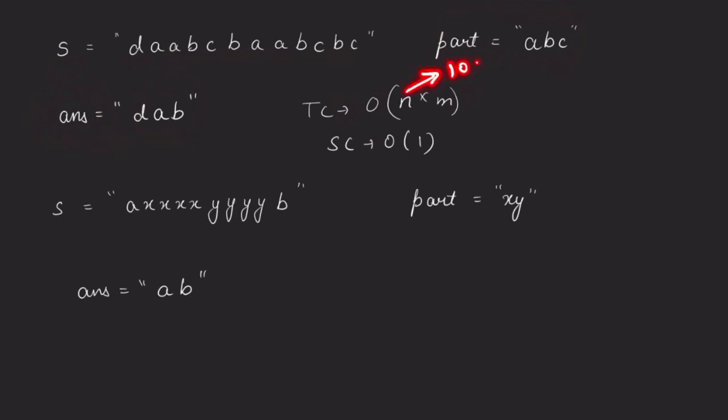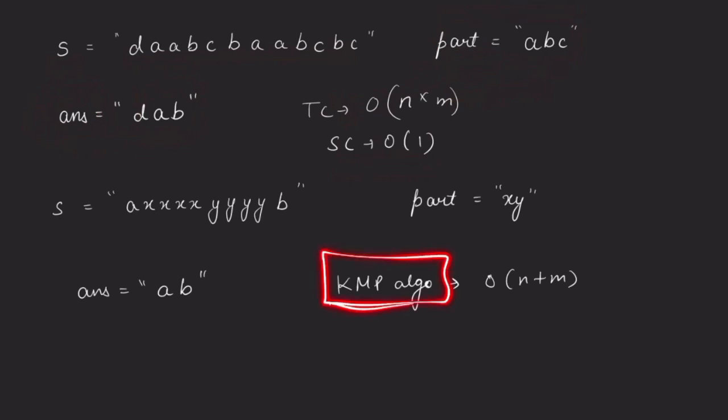Now here n max is given to us as 1000 and m is also given to us as max 1000. So this solution will get accepted. But there is also another algorithm that we can use over here, known as the KMP algorithm, which can reduce our time complexity to order of n plus m. But honestly speaking, this algorithm is a little complex to understand, so I will be making a separate video on this. For now, let's look at the code of this approach.